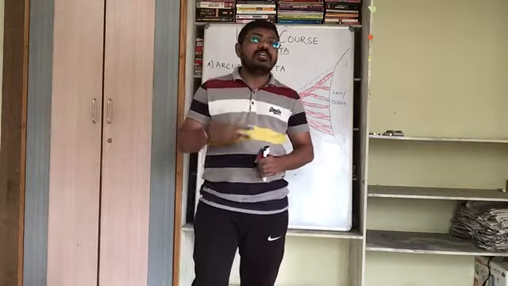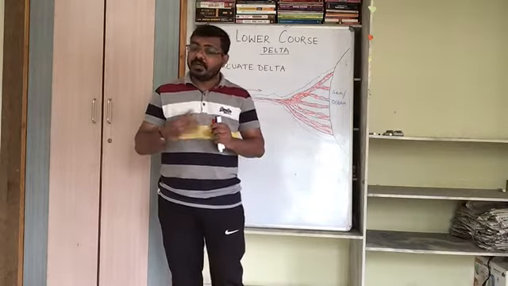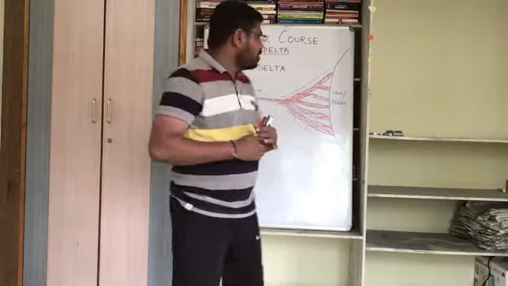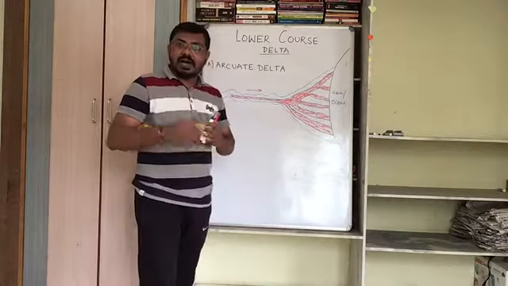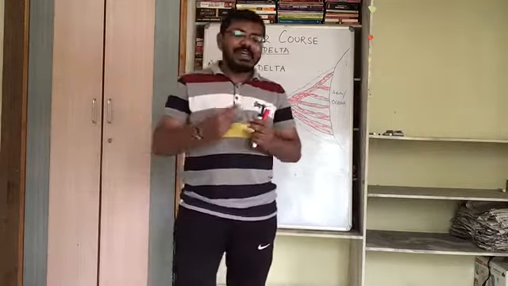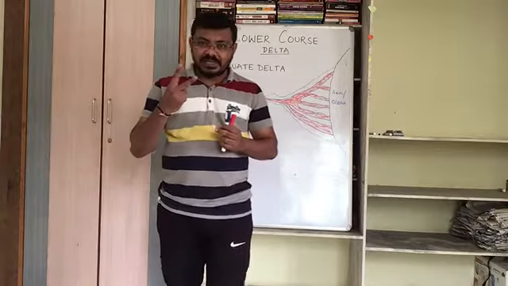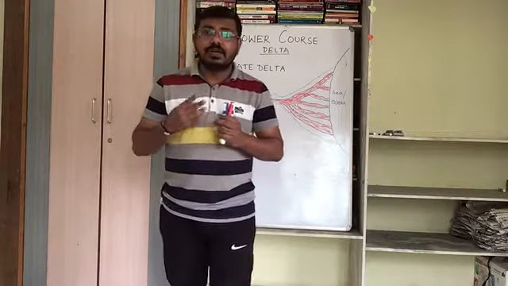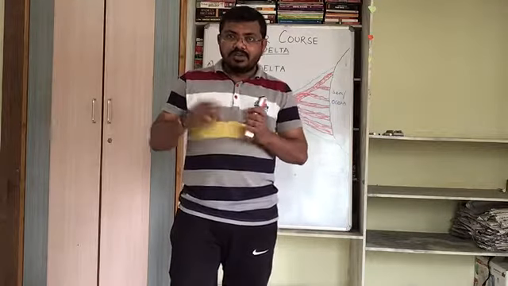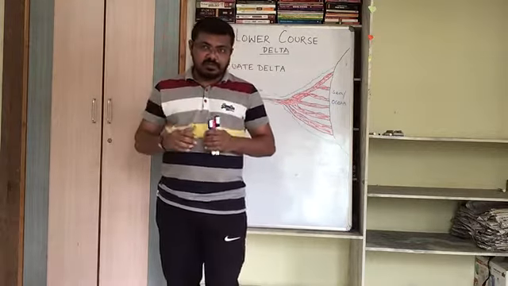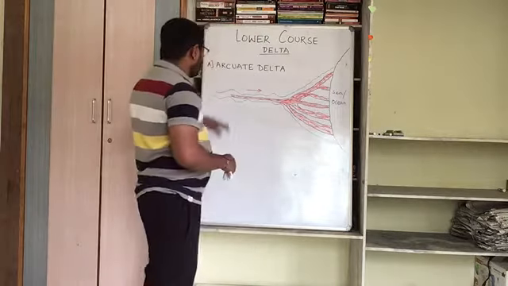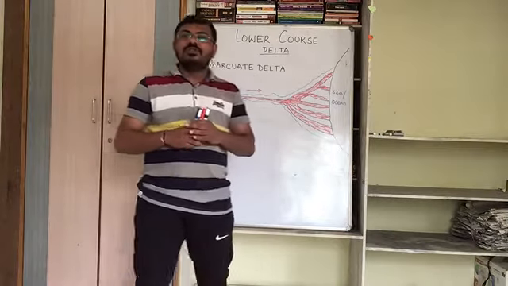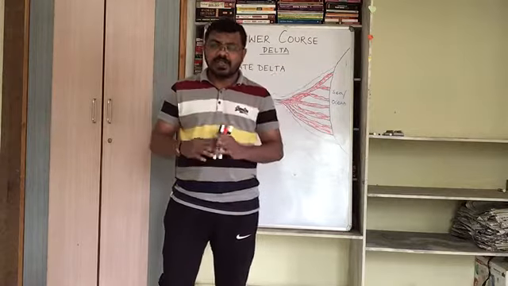So there are three major types of delta formed on the basis of shape. One type is called arcuate delta. The second form of delta is called cuspate delta, and the third form of delta is called bird foot delta. So we are talking about the first form of delta, that is arcuate delta. Arcuate deltas are also known as fan shaped deltas.